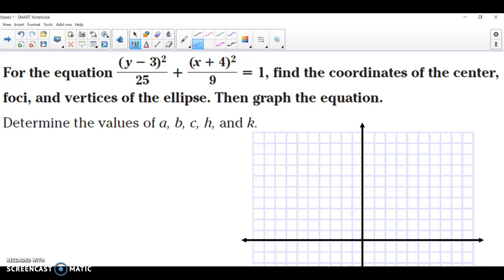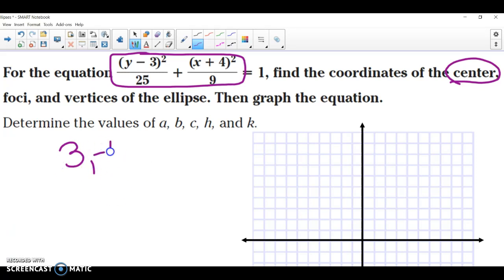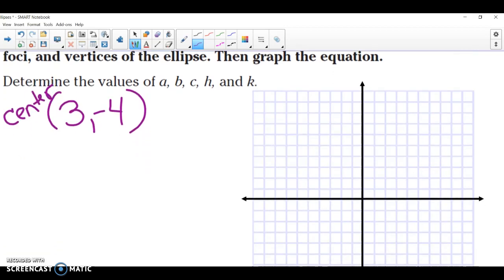So let's talk about looking at this one right here. You've got y minus 3 squared over 25. Okay, you can read it. So first of all, let's find the center. The center is going to be at 3, negative 4. That's your center. It's not C, it's your center. So I'm going to go and graph 3, negative 4 right here.